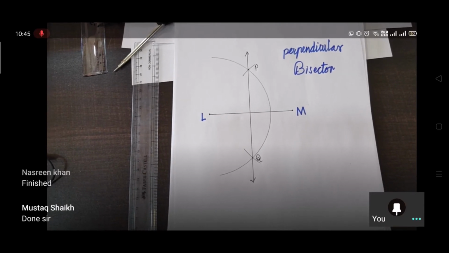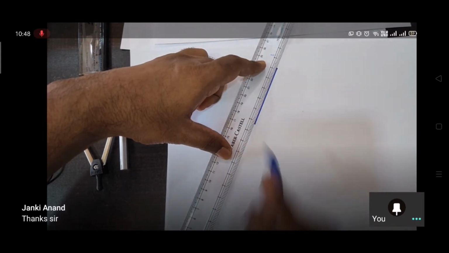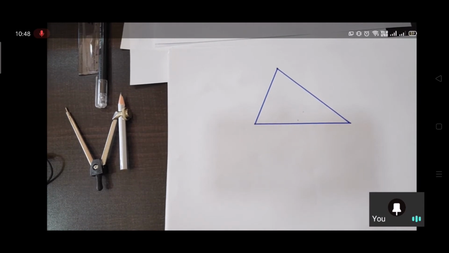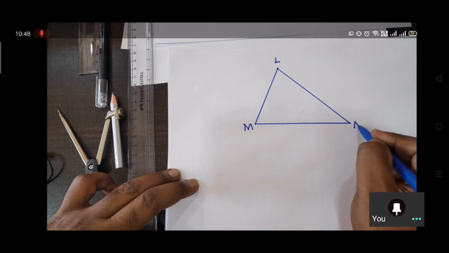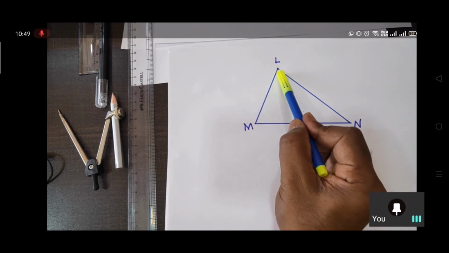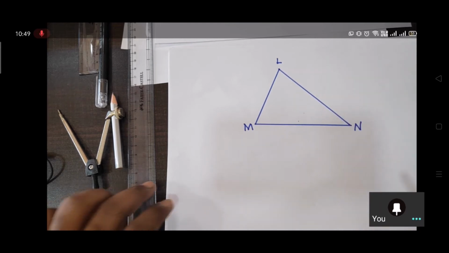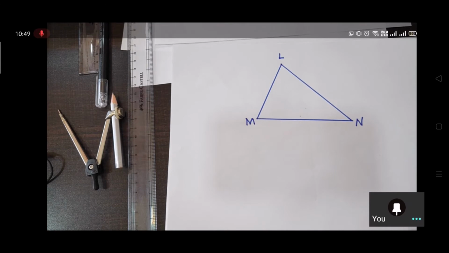This is the construction for perpendicular bisector. Draw one acute angled triangle. Again, names we will give L, M, N. Why is it called an acute angled triangle? Because all three angles of this triangle are acute, smaller than 90 degrees. Therefore, it is an acute angled triangle.